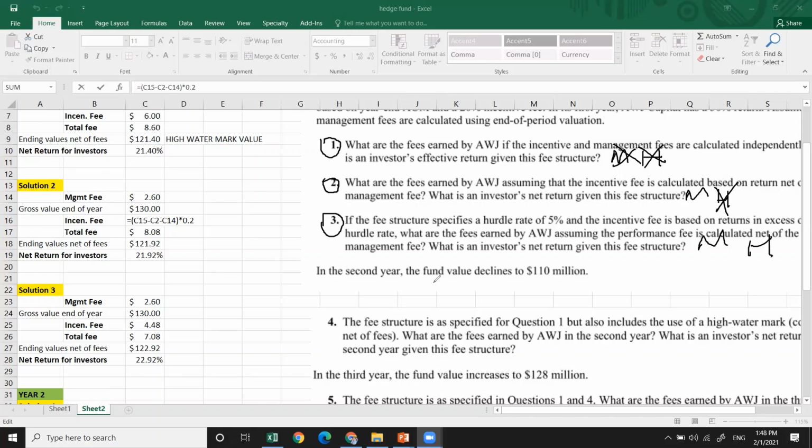Thank you. You're welcome. Professor, one more question. Yes, sure. Could you show again the solution 5, ending value net of fees?